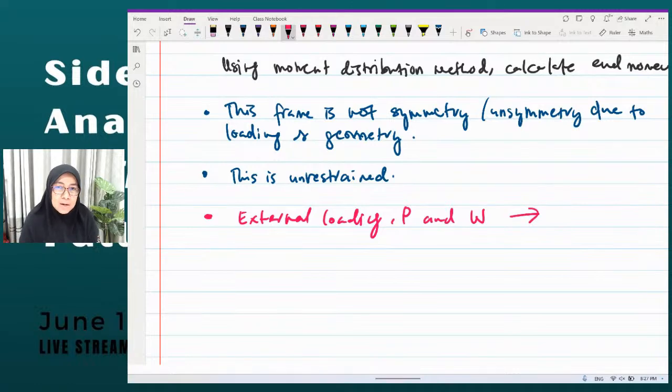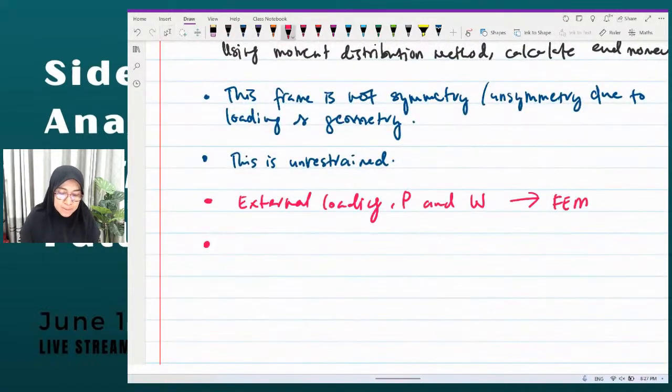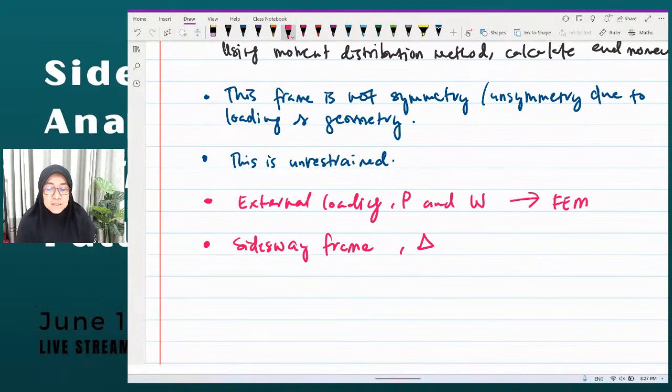This will contribute to FEM value, so FEM due to external loading. And next, the frame is a sidesway frame. For a sidesway frame, it has delta, and this also produces FEM.